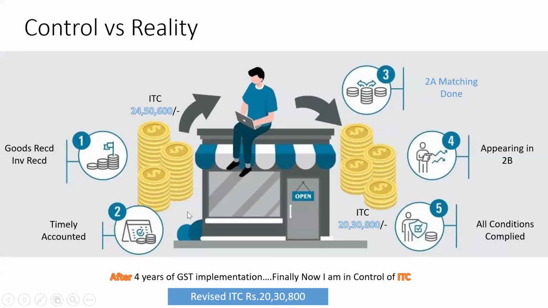So I've just borrowed a few of the slides from Venu sir's PPT, and I'm trying to explain all the conditions. But again, I'm informing you that all these have not been brought into effect. This is merely there in section 38, and they can bring it out anytime in future. So in this example, we are just trying to analyze. There is a person whose ITC available is 20,30,800 after doing all the matching required till the time of GSTR 2B.